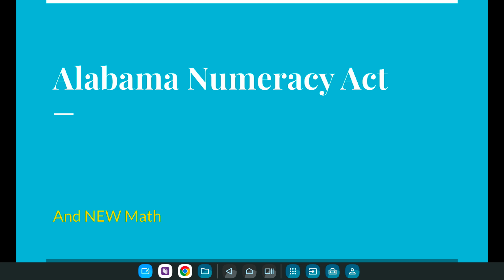So this is also going to talk a little bit about the Alabama Numeracy Act, which is the new law that is governing how math is taught, and some important facts about elementary education and math.